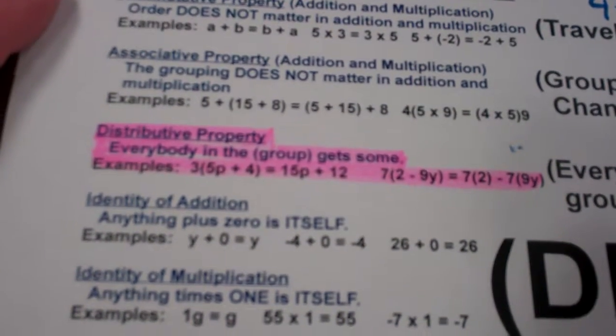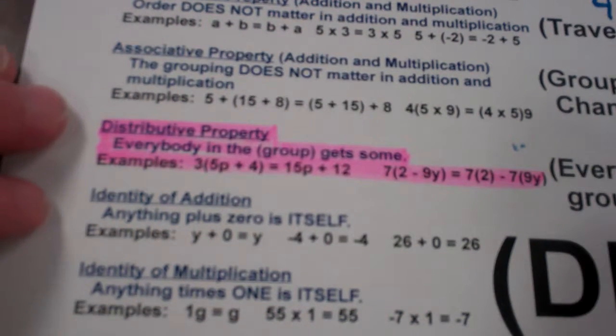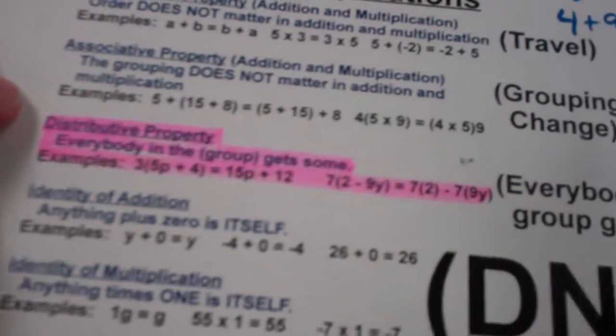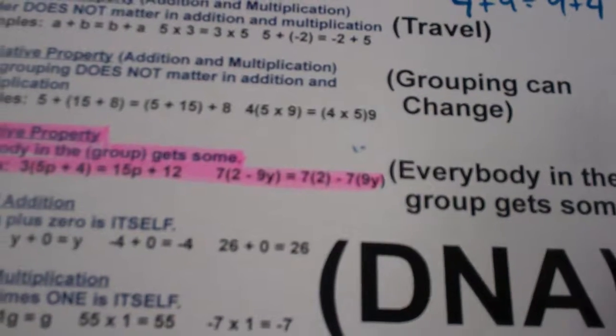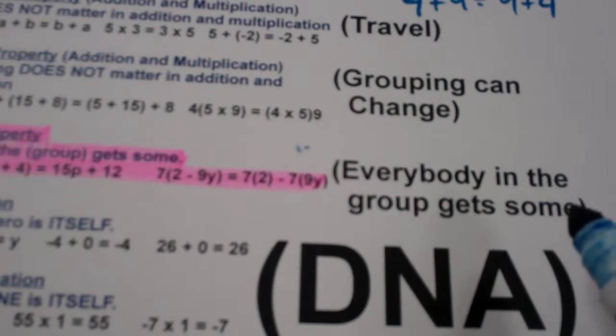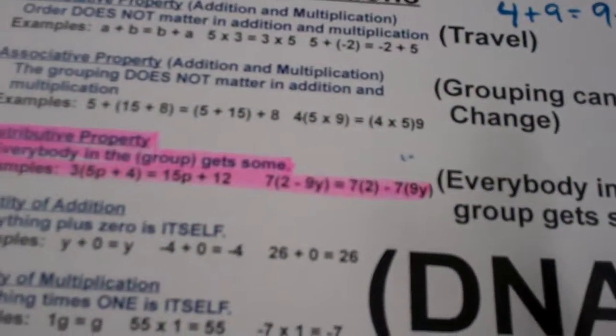Distributive property, I'm going to leave that one for another day. We'll have an entire lesson on distributive property, but I'll give you the preview. Distributive property means if you're distributing something to an entire group, everybody in the group gets some.